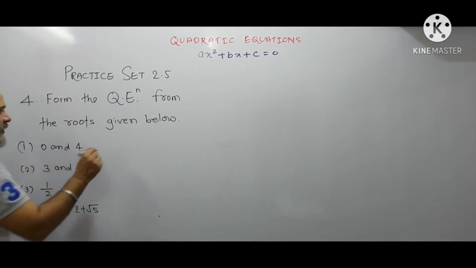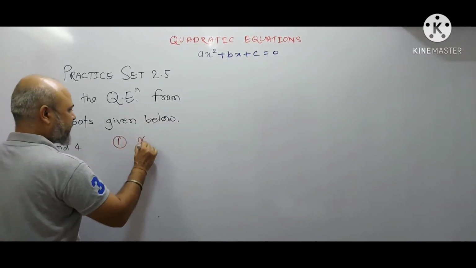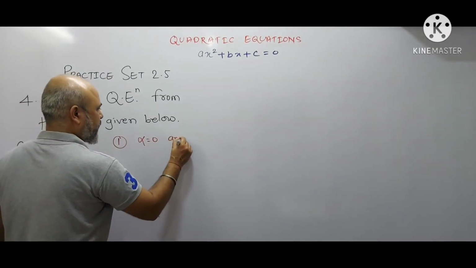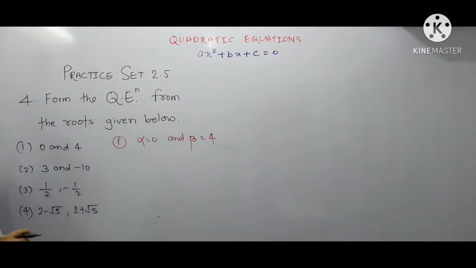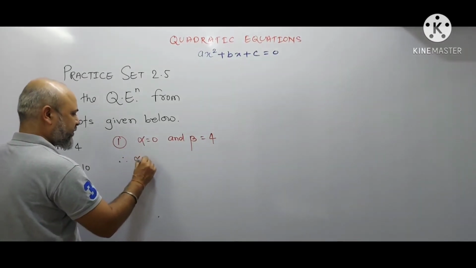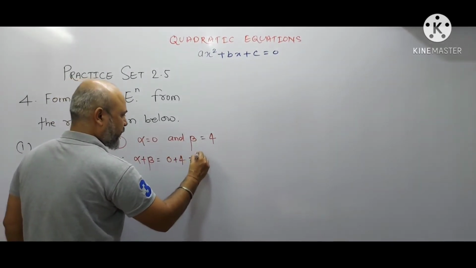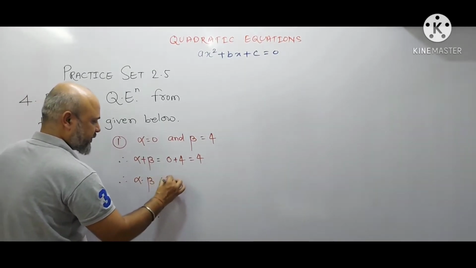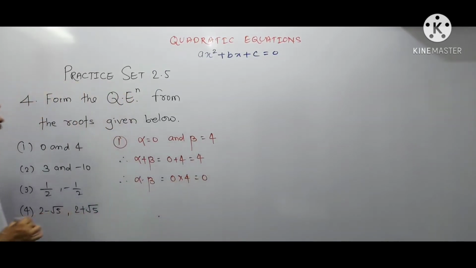Now from the first, this is alpha and this is beta. So what is alpha? Alpha is equal to 0 and beta is equal to 4. Therefore, first we'll find the value of alpha plus beta. So alpha plus beta is what? 0 plus 4, which is equal to 4. And second we'll find alpha into beta, that is 0 multiplied by 4, which is equal to 0.